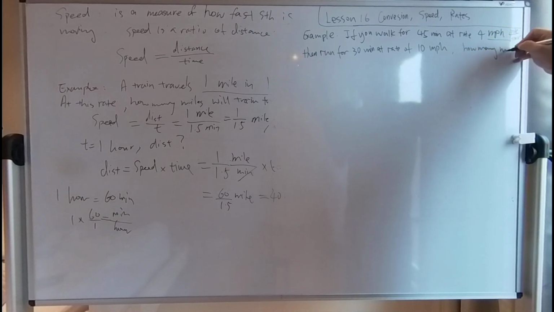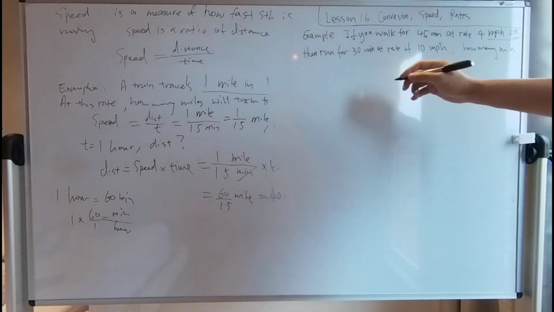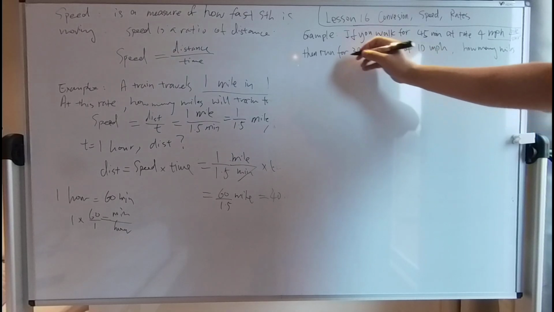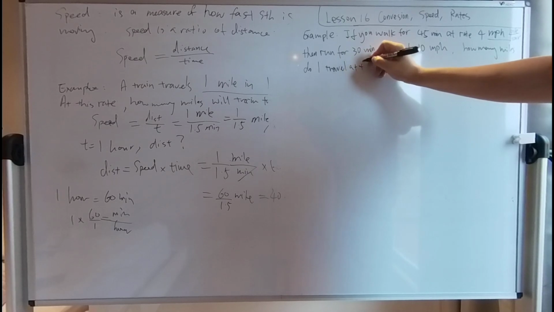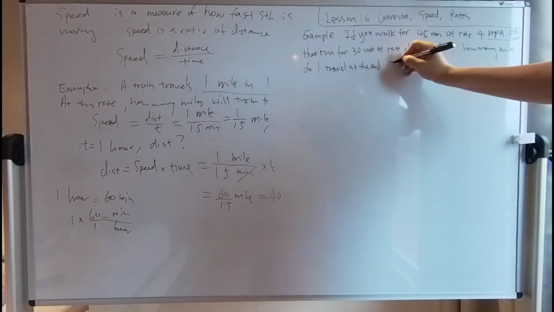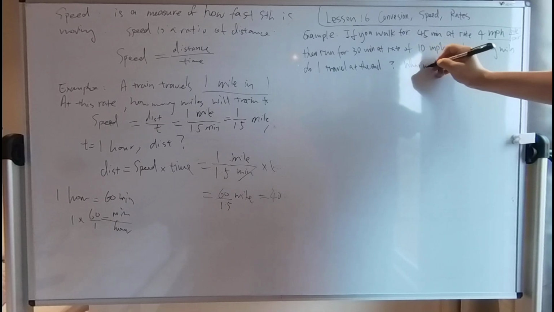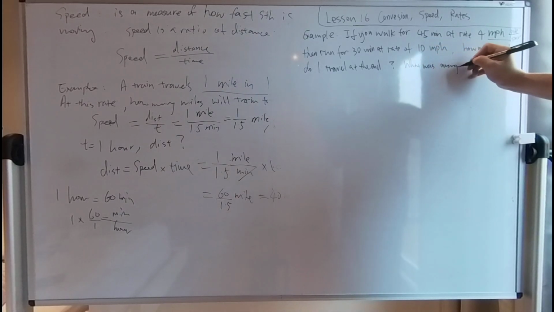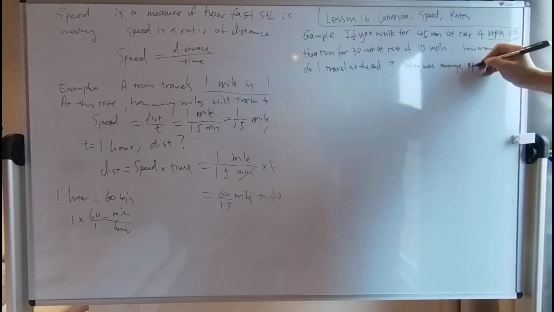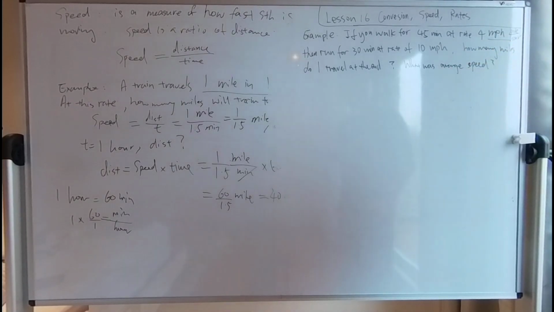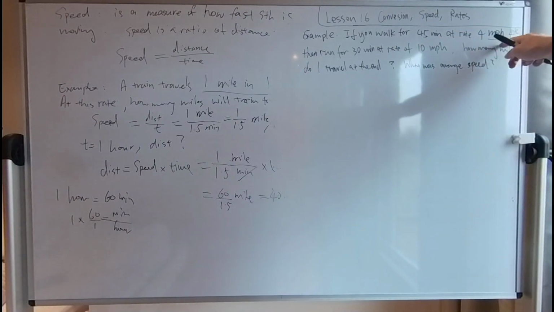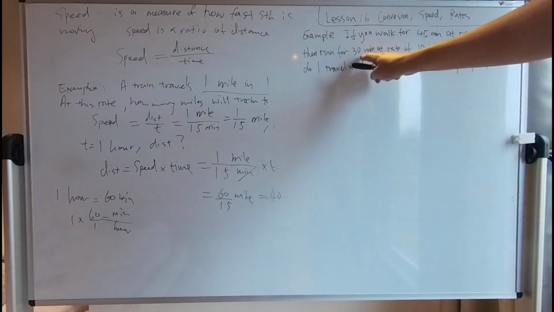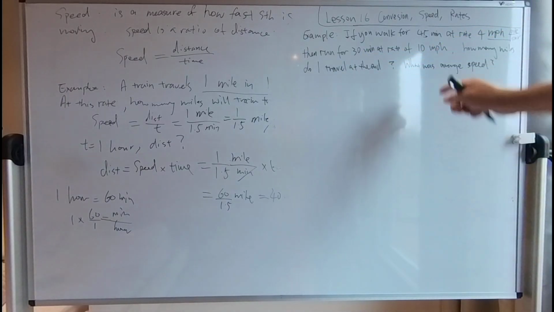How many miles do I travel at the end? And what was the average speed or average rate? Okay, first of all, I have two segments, right? The first segment is the first 45 minutes with a certain rate. The second segment is the last 30 minutes with a different rate.